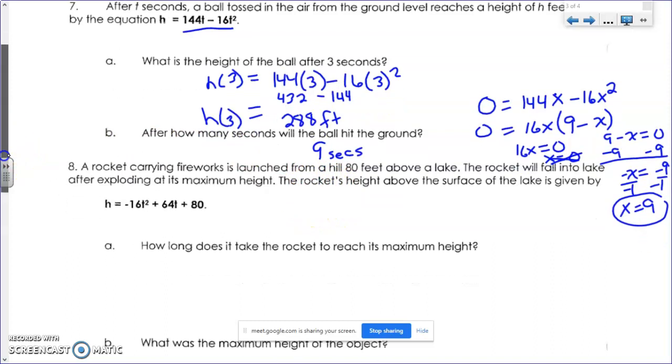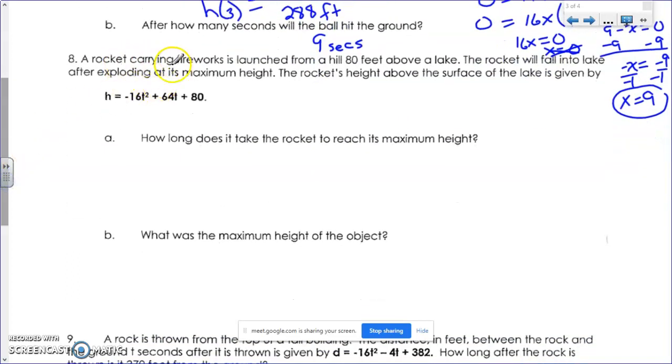All right, let's look at one more. A rocket carrying fireworks is launched from a hill 80 feet above a lake. The rocket will fall into the lake after exploding at its maximum height. Where's the maximum height going to be of this rocket?